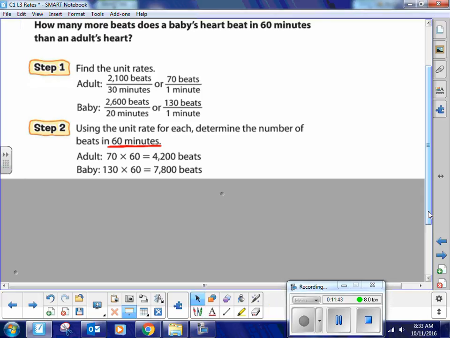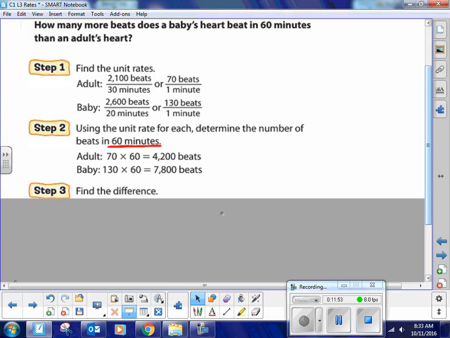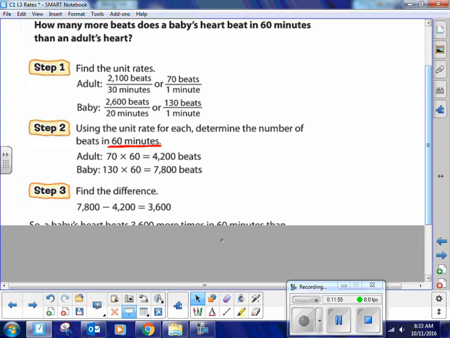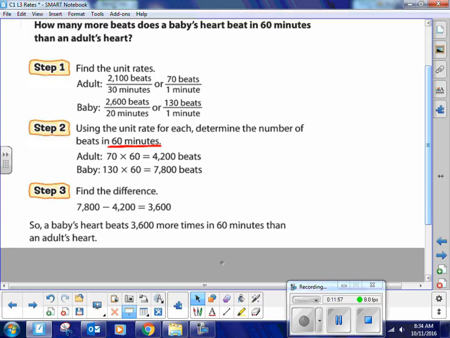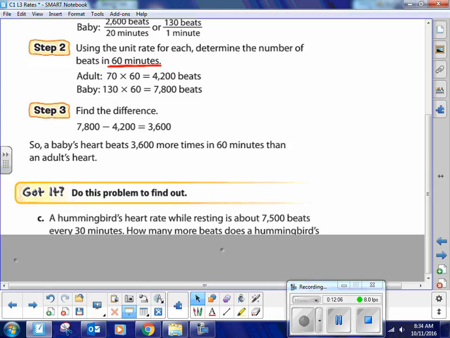So you multiply 70 by 60 and 130 by 60, and you get these numbers right here: 4,200 beats for adults and 7,800 beats for babies. Then you find the difference. You just do a little subtraction. Then all of a sudden you figure out that a baby's heart beats 3,600 more times in 60 minutes than an adult's. Not too hard, right? It's very easy. All right, let's try this one.